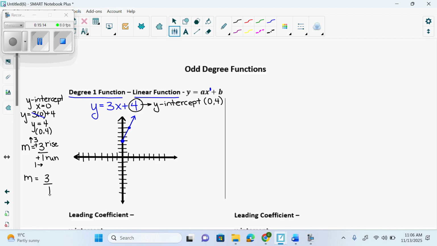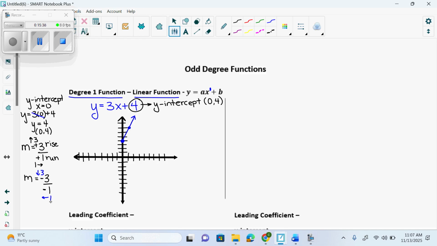why? We should always ask why. If I make this negative and this negative, what's a negative divided by a negative? The positive. So that's why you can actually go the complete opposite. So instead of going up 3, right 1, I could also go down 3, left 1. Let's see, and it should still land on the same line, correct?